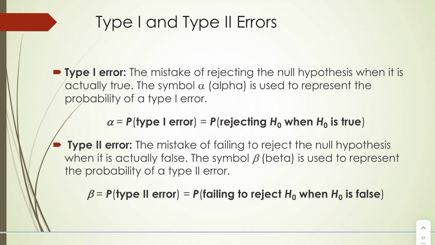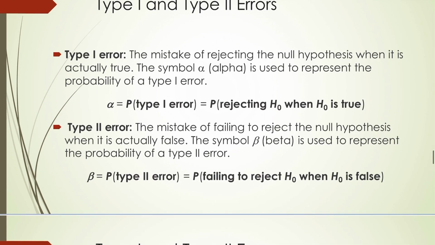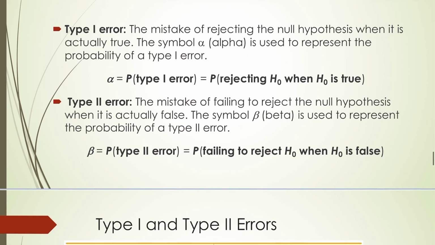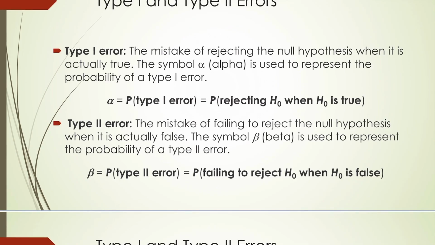Now I want to talk about type 1 and type 2 errors. A type 1 error is rejecting the null hypothesis when it is in fact true. The symbol alpha is used to represent the probability of a type 1 error. So that's how our significance level and our outcome of the hypothesis test are related. Alpha is the probability of rejecting H0 when H0 is true. Whether we reject H0 or not is based off of the sample that we have, and that data sample is regarded as a random variable.